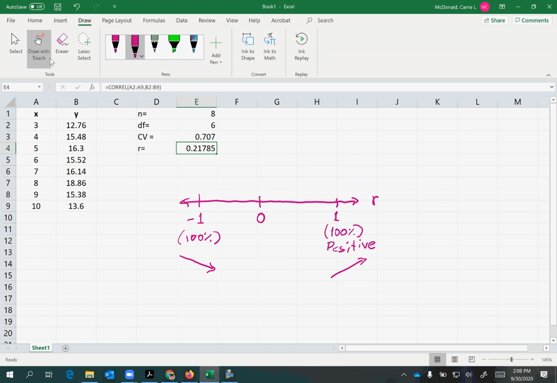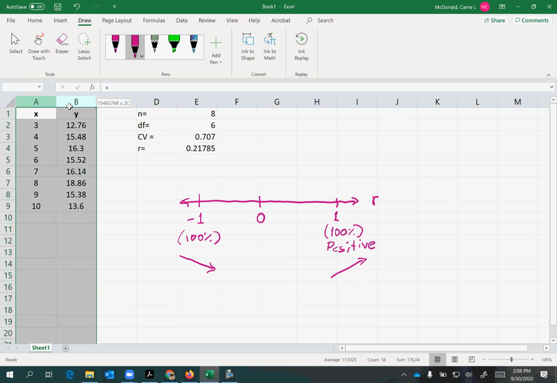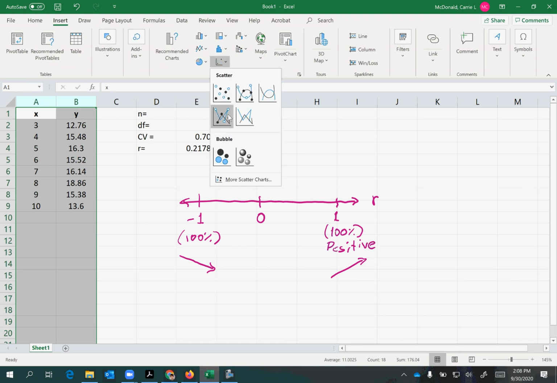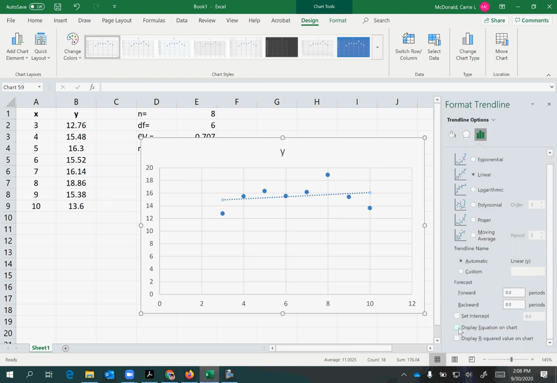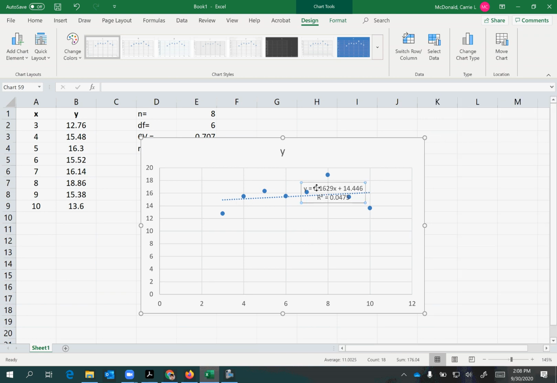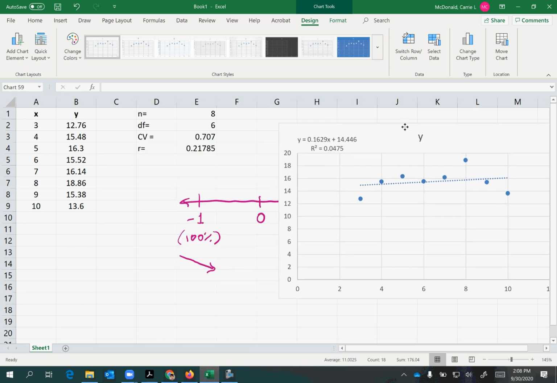Now we can look at a scatter plot. It's always good to do that, but since we were told to use a significance level, it means that we want to compare to the value that we get out of the table. But just for curiosity's sake, I'm going to make a scatter plot. You can see that this does not appear to have a very strong linear correlation. If you try to fit a trend line to it, notice that the trend line does not fit very well. Also, your R² value is pretty low too.